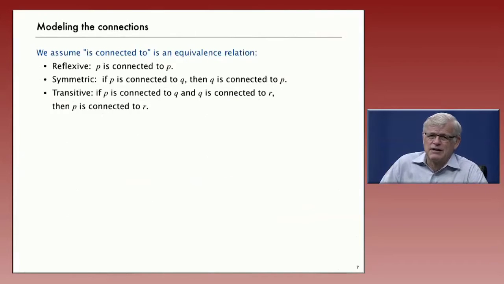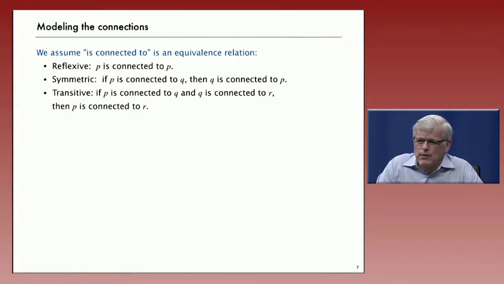Now the connections, well, we need a few abstract properties that these connections have to satisfy, and they're all quite natural and intuitive. So we assume that "is connected to" is an equivalence relation. That is, every object's connected to itself. It's symmetric. If P is connected to Q, then Q is connected to P. And it's transitive. If P is connected to Q and Q is connected to R, then P is connected to R. Now these properties are very intuitive, but it's worthwhile to state them explicitly and make sure that our algorithms maintain them.